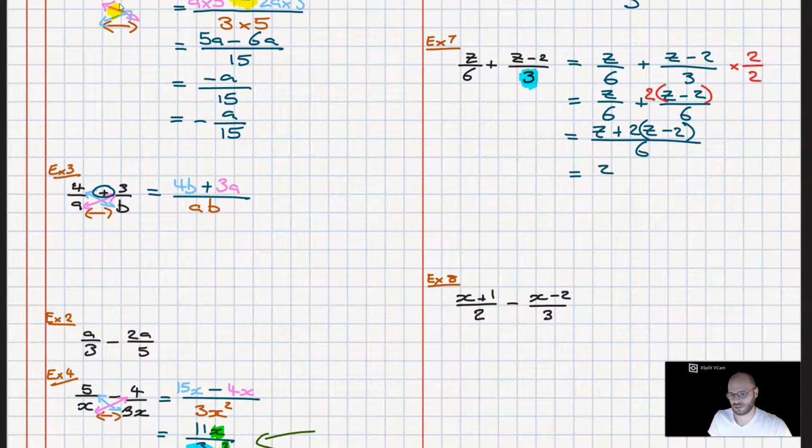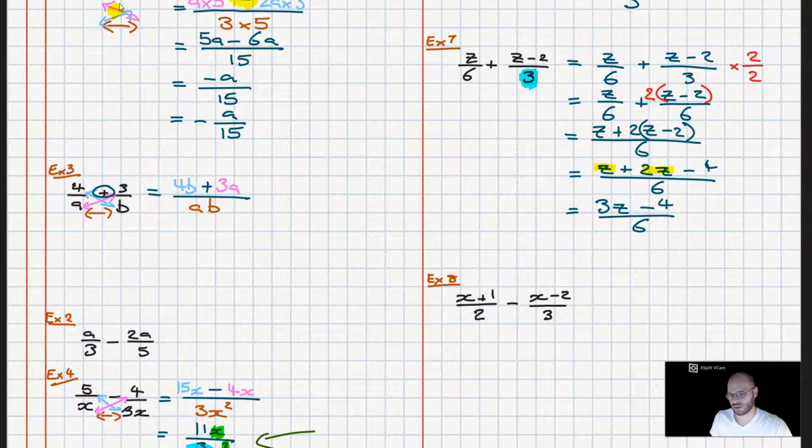So I'm going to go z plus 2z minus 4, and that's still all over 6. Now collecting like terms, because we've got the z and the 2z, we go 3z minus 4, all over 6. And therefore, this is now our answer.